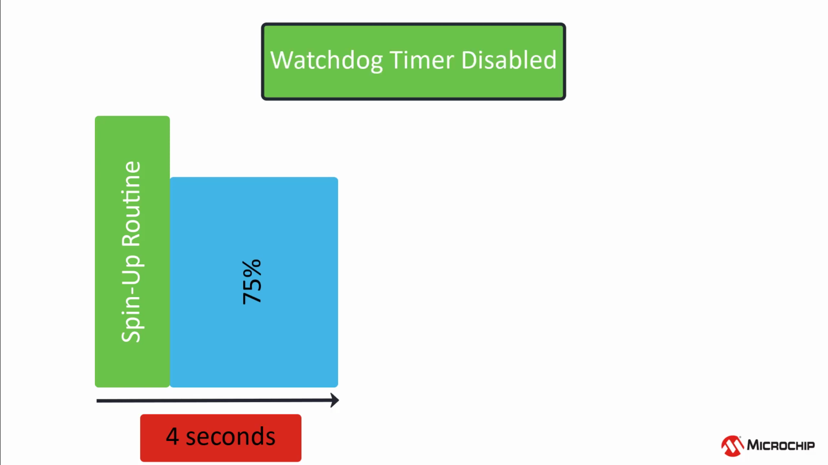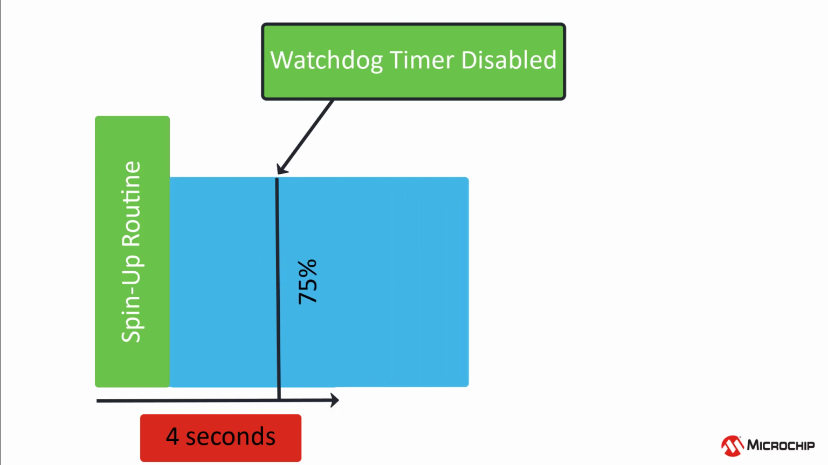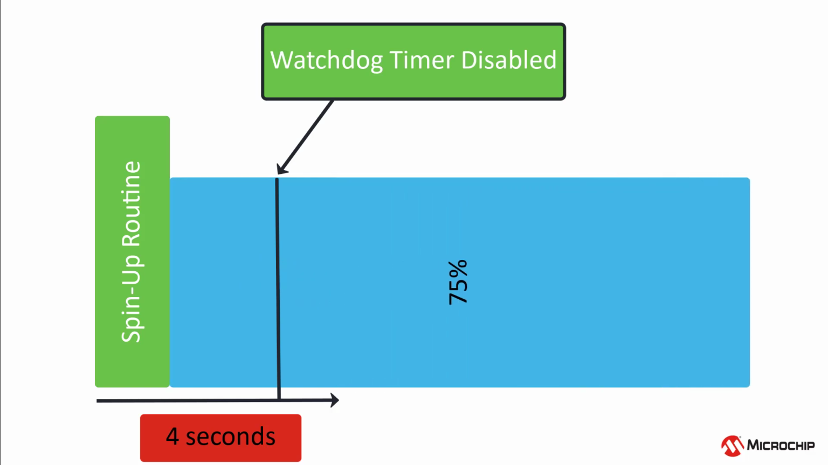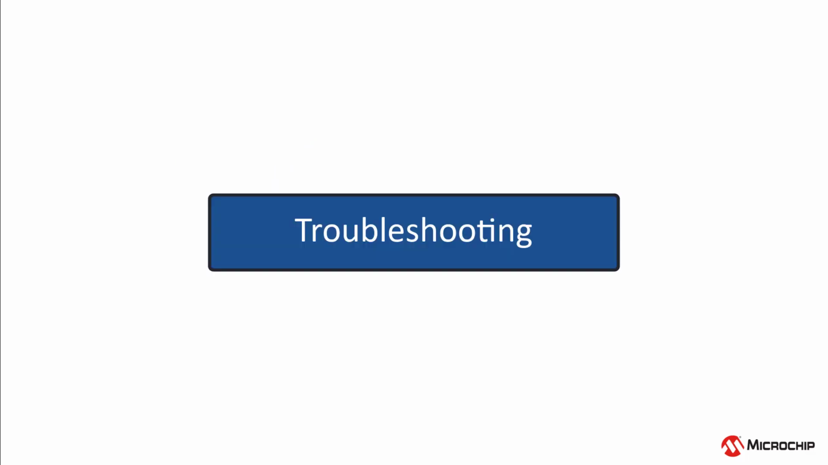If, however, you disable the watchdog timer before it expires, the fans will remain at 75% and not go down to their original datasheet default of 0%. Now that you have a better understanding of our closed-loop fan controllers, let's talk about some troubleshooting.